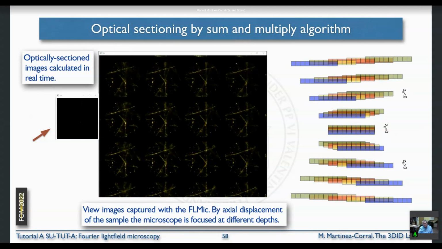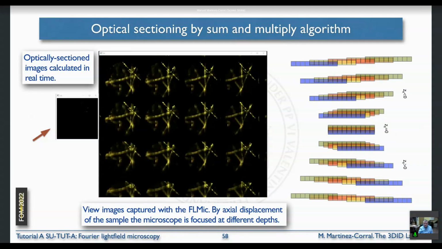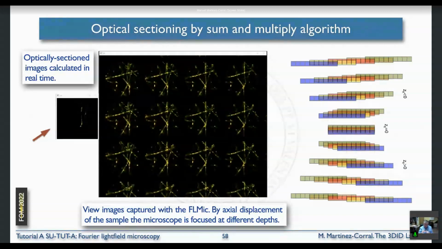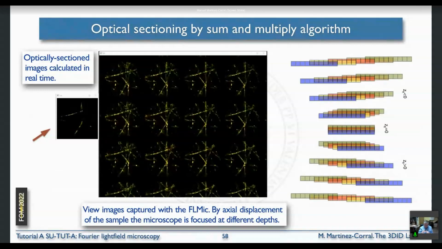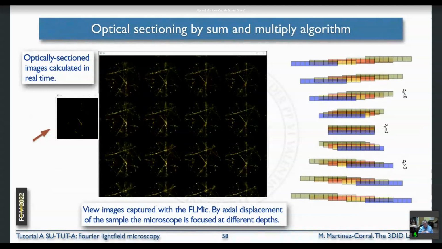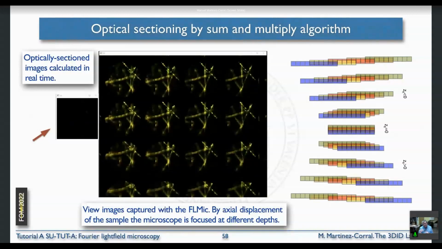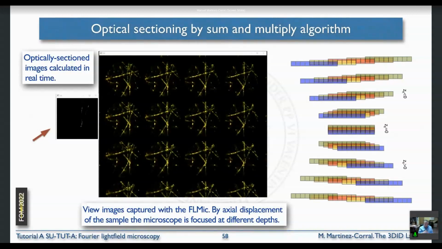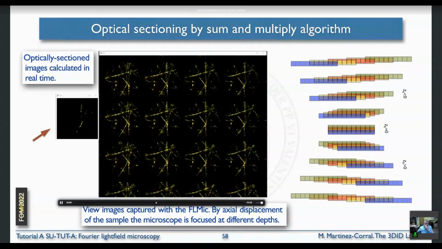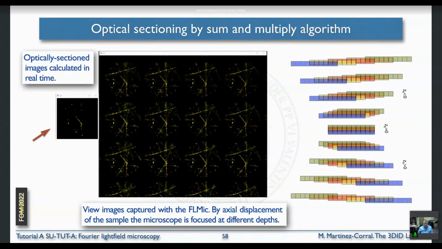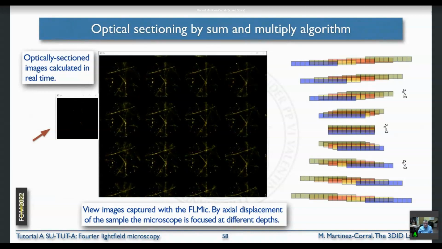This is good because when there is no convergence of rays in a given point, then when there is one low value, the multiplication makes all the values go down. And the good thing of this is that you can obtain optical sectioning in real time.